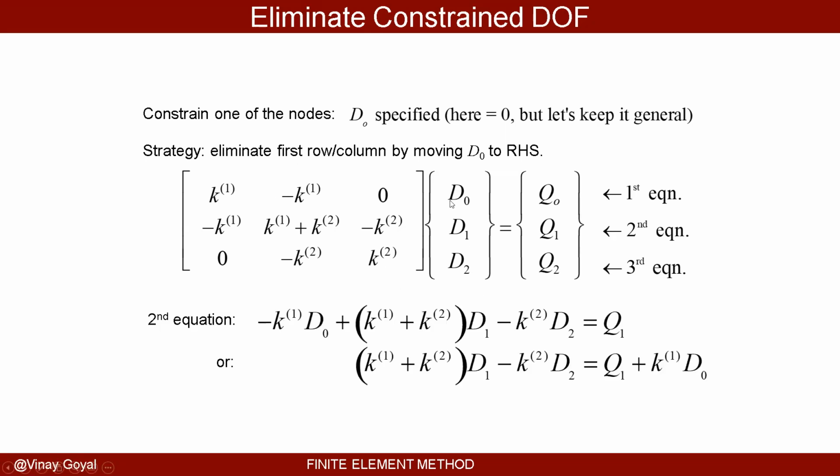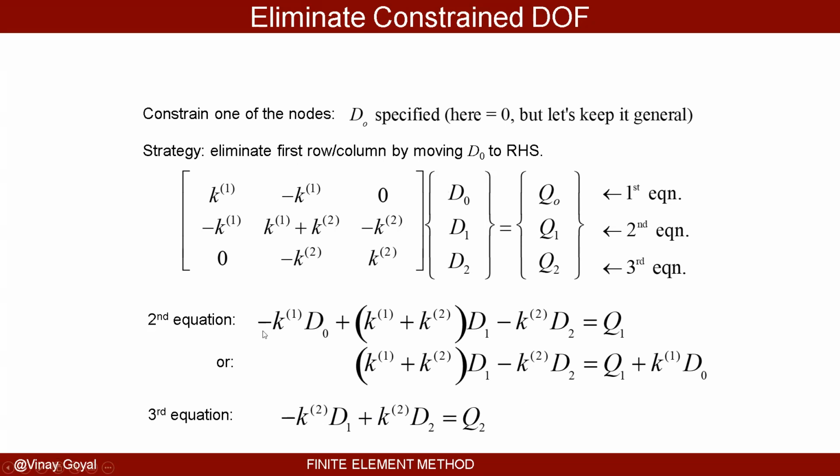If I look at the second equation, you can see that I have minus K1 times D naught plus this component times D1 minus K2 times D2 equals Q1. Sorry, I apologize. I know the value of D naught. So I need to move this D naught to the other side of the equation, which you can see was done here. That was done for the second equation. For the third equation, you have 0 times D naught, which does nothing. So you're left with just this.